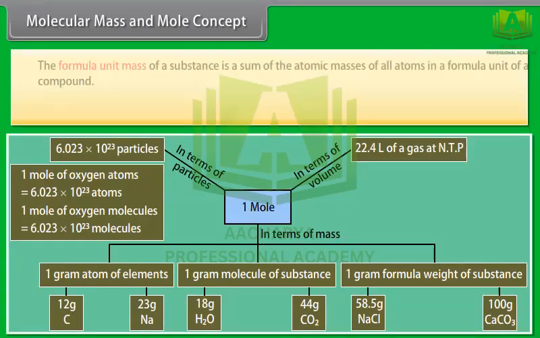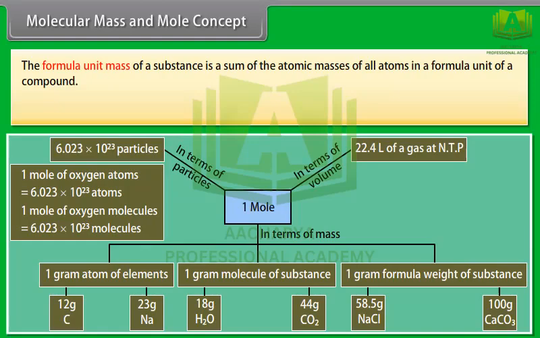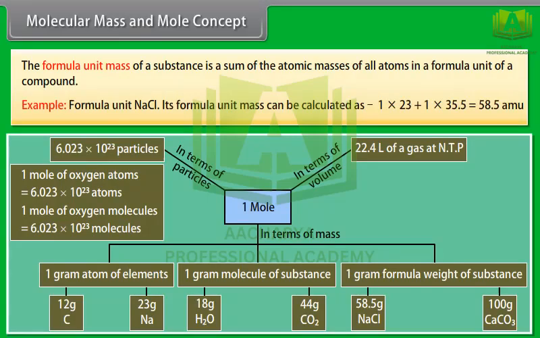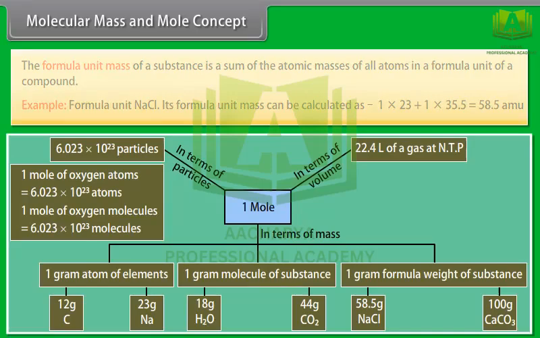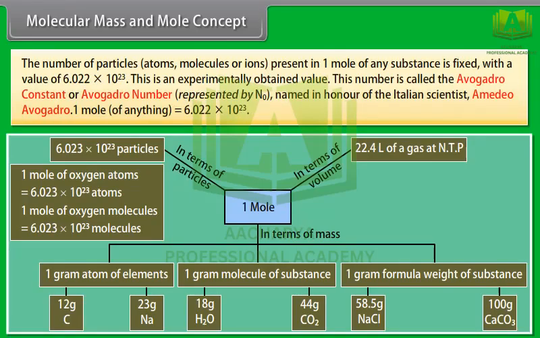The formula unit mass of a substance is a sum of the atomic masses of all atoms in a formula unit of a compound. Example, formula unit NaCl. Its formula unit mass can be calculated as 1 into 23 plus 1 into 35.5, which equals 58.5 units.